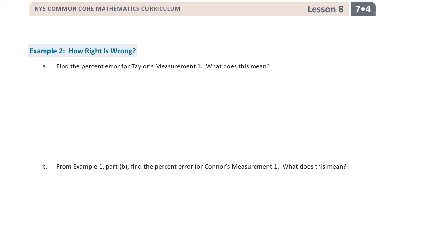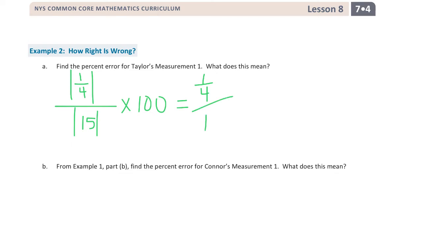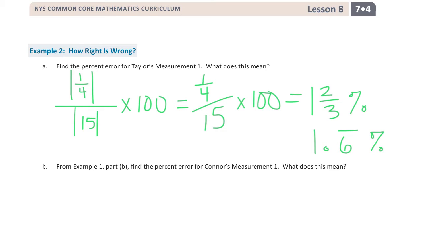So for Taylor's first measurement, we solved and we got 1/4. So the top is the absolute value of 1/4. The bottom is the absolute value of 15. Remember our formula from the other side, times 100. So we solve absolute values first. So 1/4 divided by 15 times 100. You plug that in the calculator, and when you do that, you get 1 2/3%. Or you could, if you have a decimal, 1.6 repeating percent.